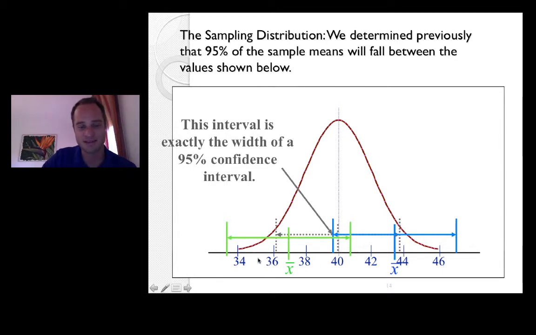However, if I had a sample mean that fell somewhere lower than this 1.96 standard deviations below the mean, or greater than 1.96 standard deviations above the mean, then that sample mean would consist of an interval that doesn't contain the true value.